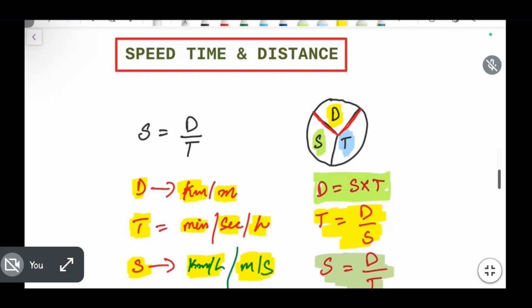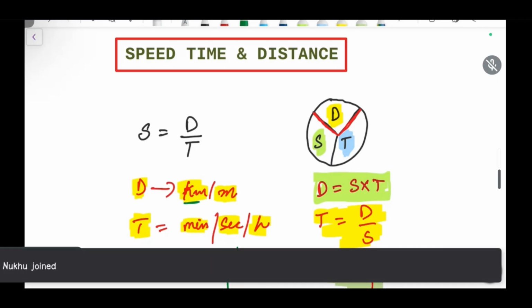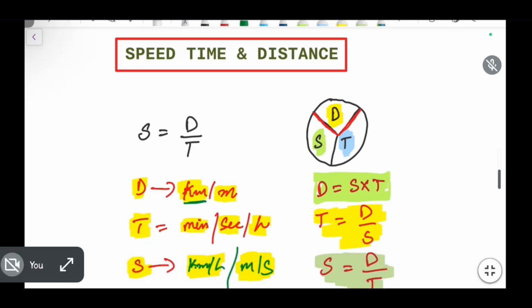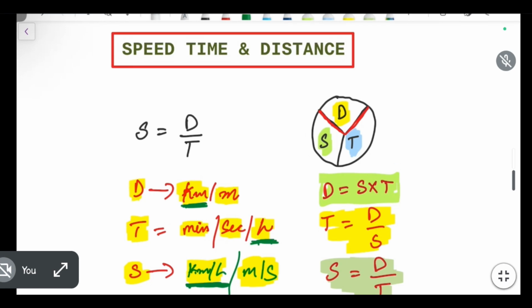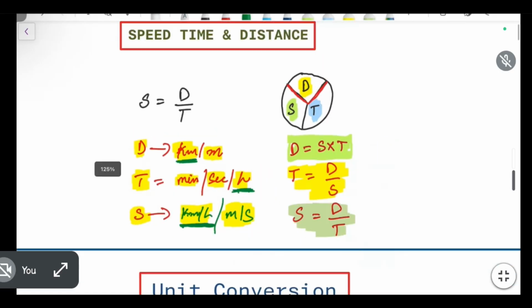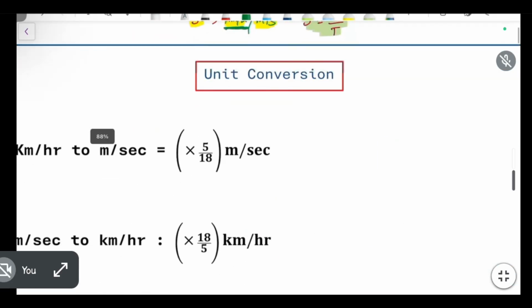So always remember, whenever you are solving, if your distance is in terms of kilometer and your speed is in terms of kilometer per hour, then you need to convert your time in terms of hours. Because we have kilometer and kilometer per hour, two terms in kilometer, so better convert the time to hours. So with that basic, let's try to learn something. We call it unit conversion.